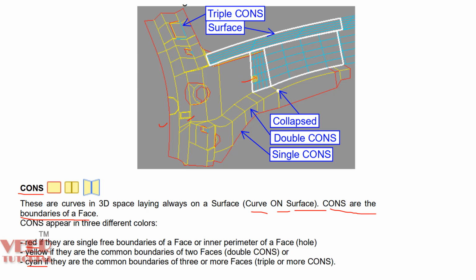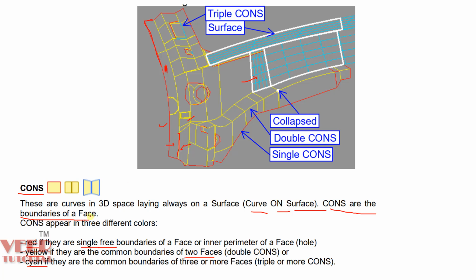What is the meaning of this? If there is any red edge, it means it is a free single boundary. It is not shared with any other boundary. For example, you can see this outer edge here. It is not shared with any other surface; it belongs only to this one surface. So these are called red edges. Similarly, we have yellow when the boundary is shared by 2 faces. Consider this example here, which is yellow right now. It is shared by this left face and the right face.